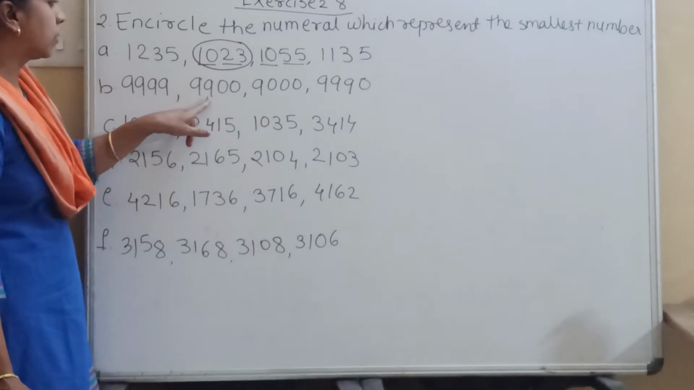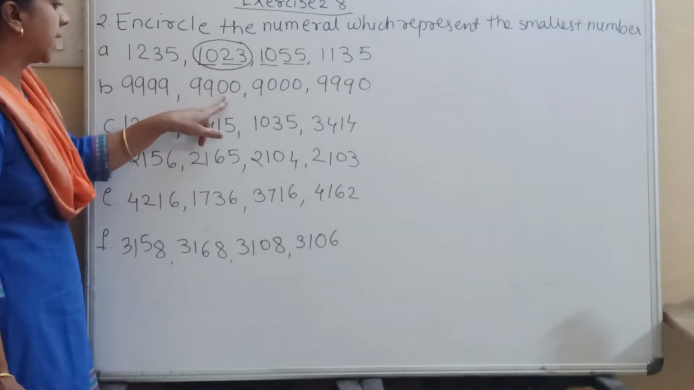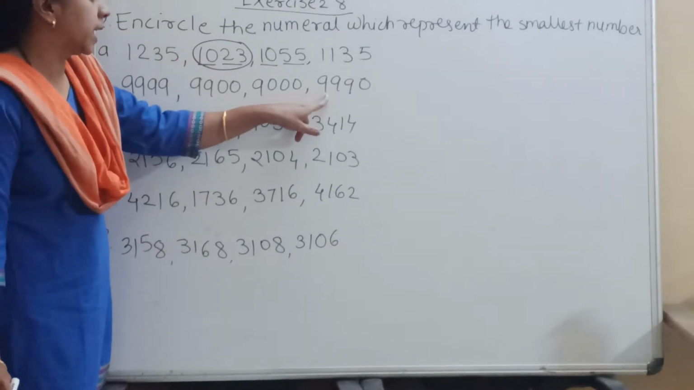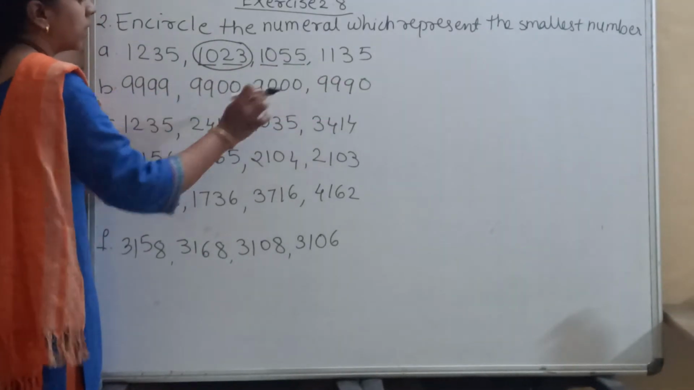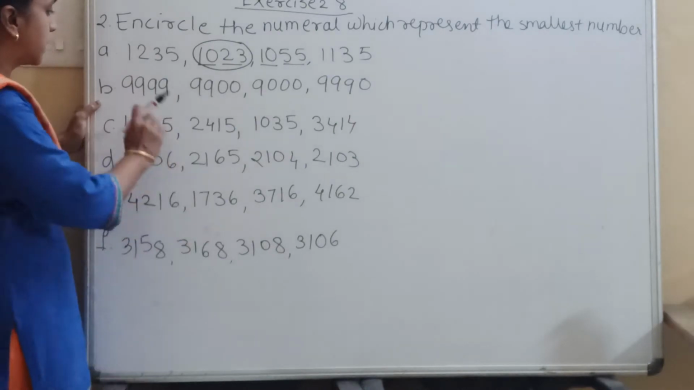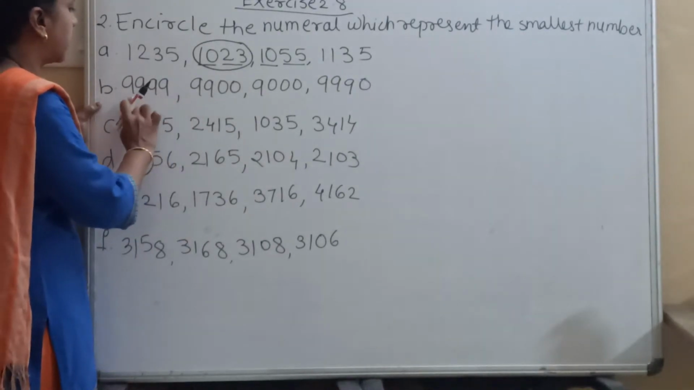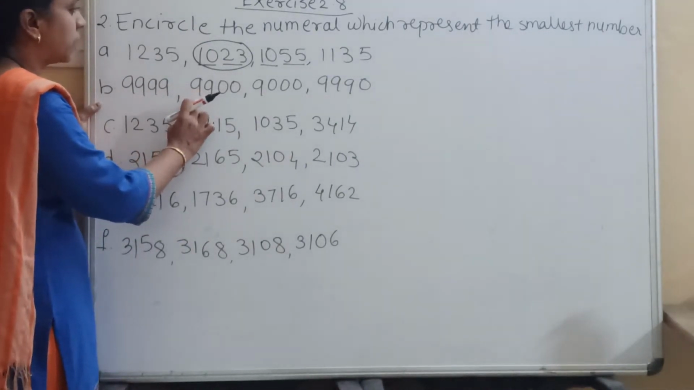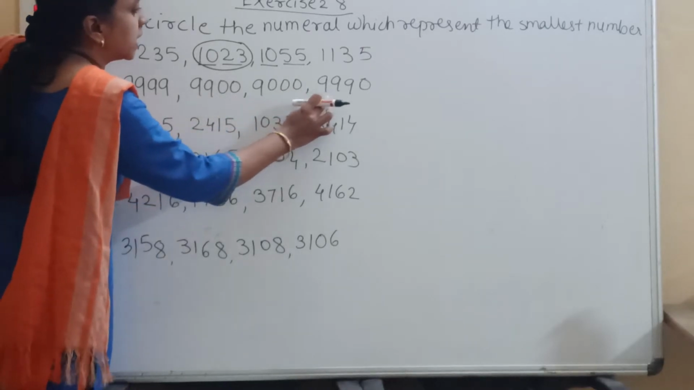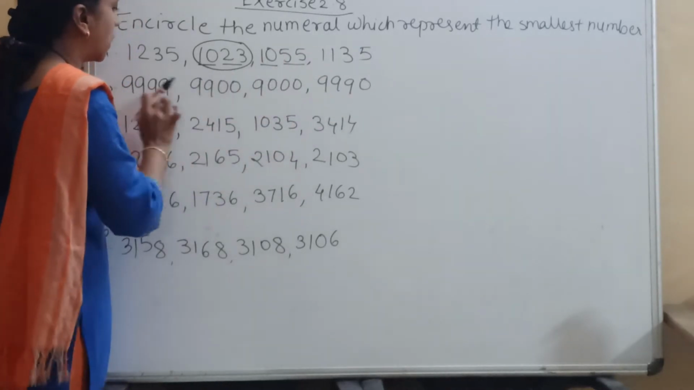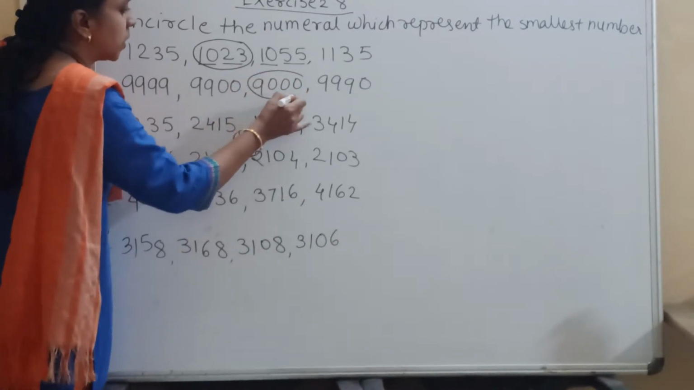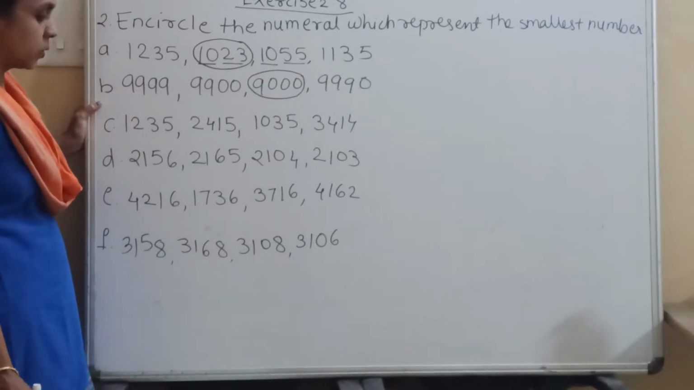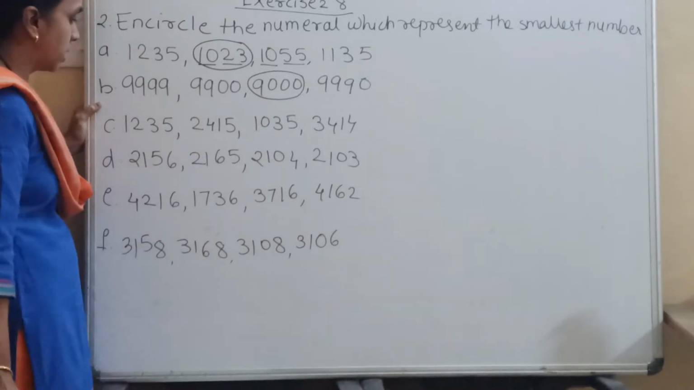Now see B question. 9999, 9900, 9000, 9990. So among these 4 numbers, which number is smaller? See, these 9900s are all bigger numbers. So 9000 is the smaller number. So we have to circle this 9000 number.